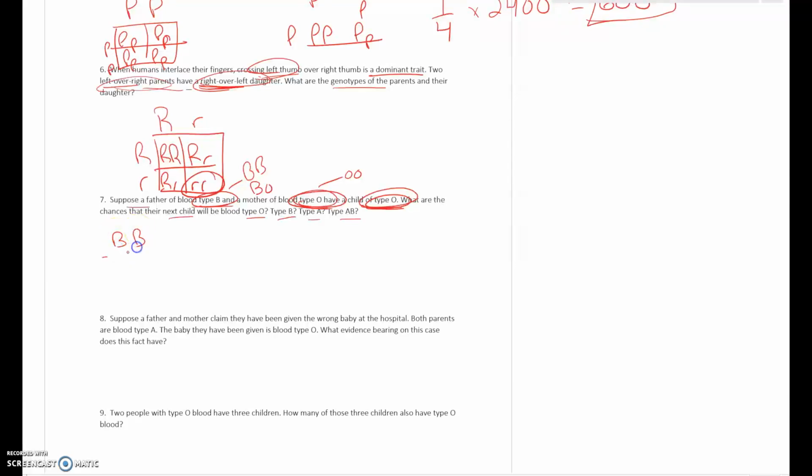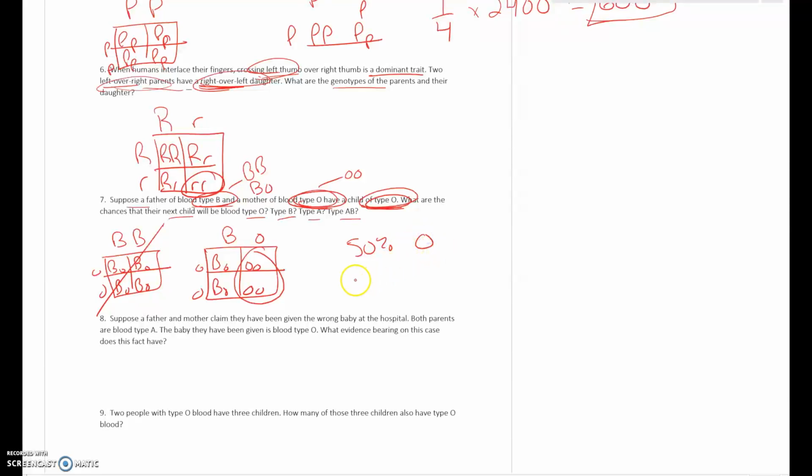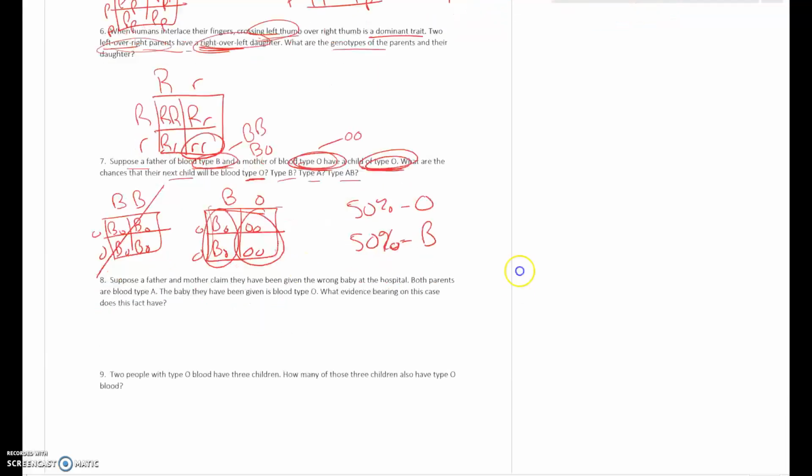So thinking about this, if the father were BB, even if the mother is OO, all of the children would be BO, they would all be type B. That can't be the possibility. So the father must have been BO, the mother had to be OO, so we have BO, BO, OO, OO, and here we've got 2 out of the 4 squares OO, so that's a 50% chance of having a type O child, and 2 out of the 4 squares are BO, so 50% chance of having a type B child. The fact that the first child was type O has no bearing on what the next child will be. These probabilities are independent of each other.